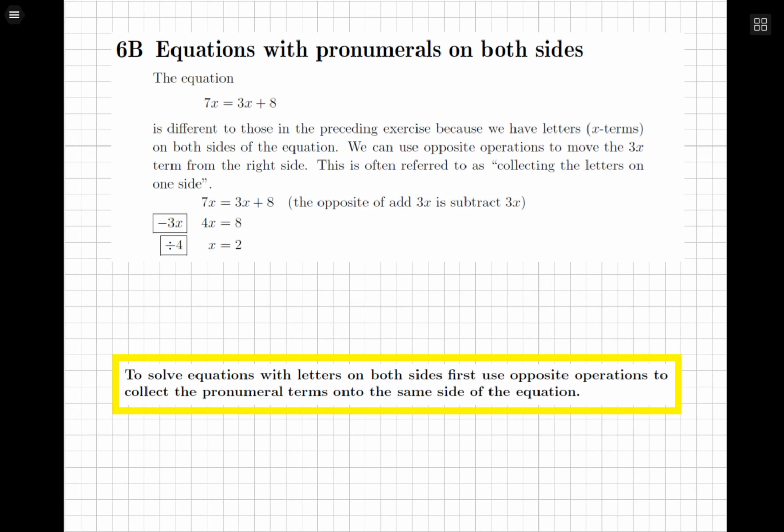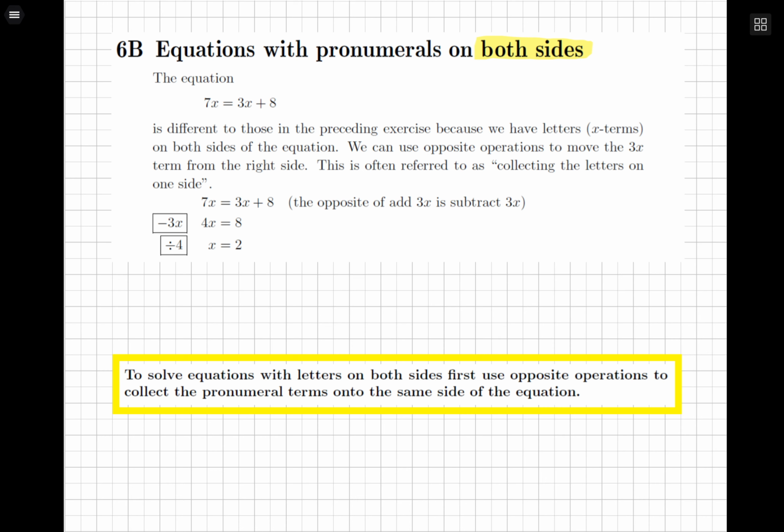Okay, today we're doing exercise 6B, equations with pronumerals on both sides. So it's very similar to last exercise. There's just a bit of extra work because we have terms involving pronumerals on both sides of the equation. So we have to get them all over to the one side of the equation and solve from there.